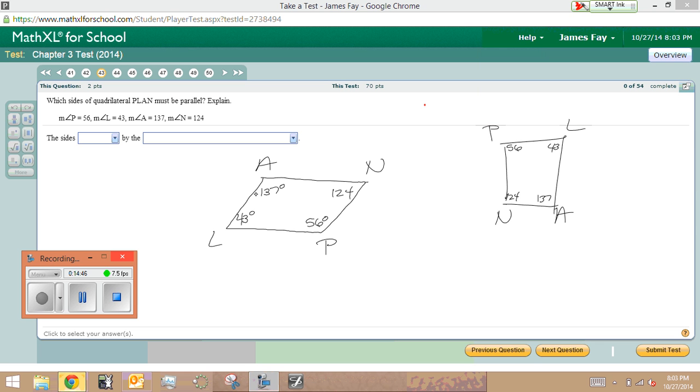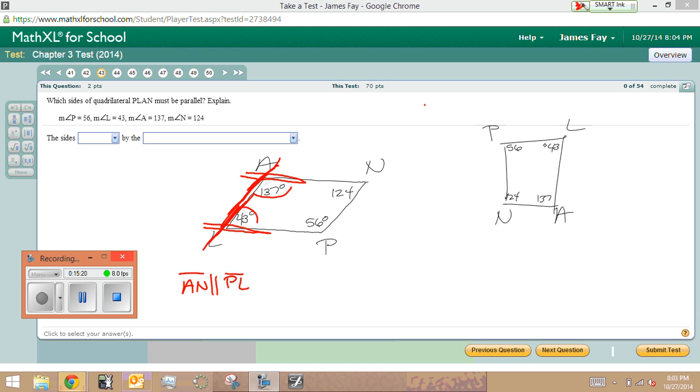supplementary angles, because that angle there and that angle there are supplementary. So if I looked at that line and that line being parallel and cut by that transversal, okay, we would say that AN is parallel to PL, by the converse of the same side interior angles postulate. Same thing over here.